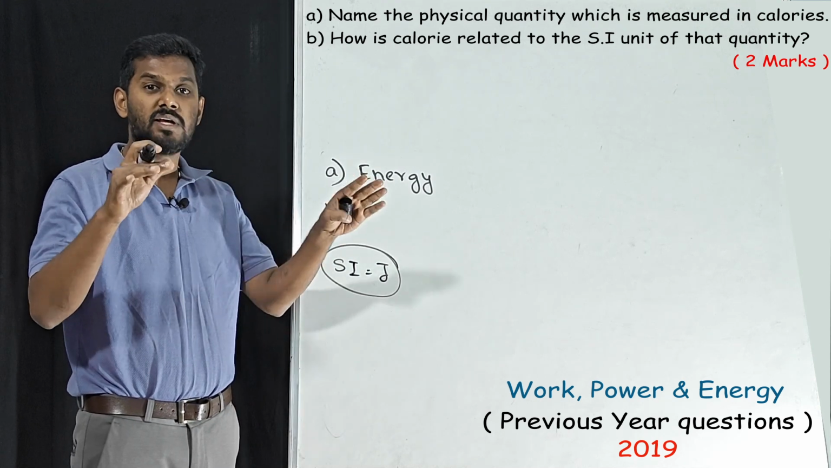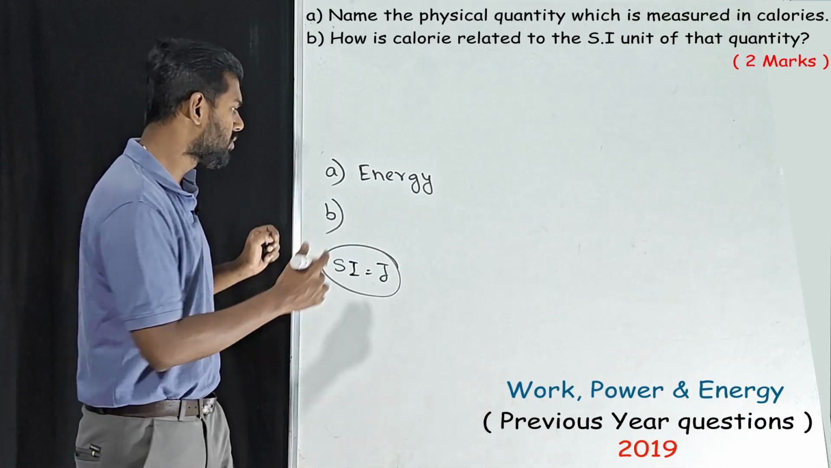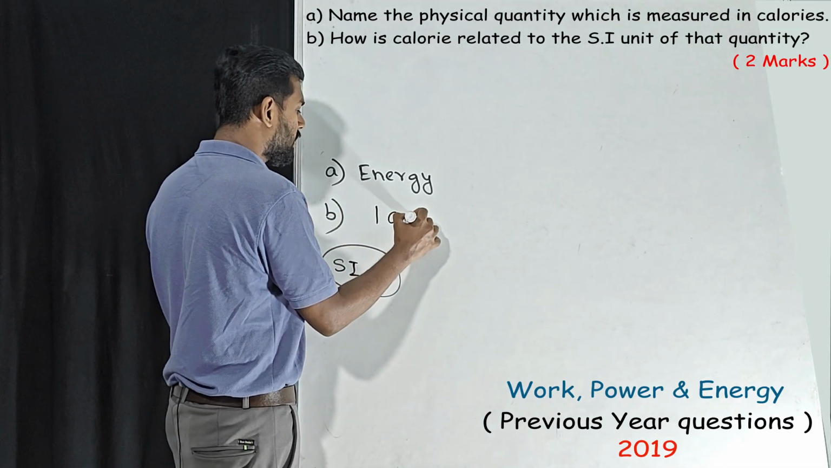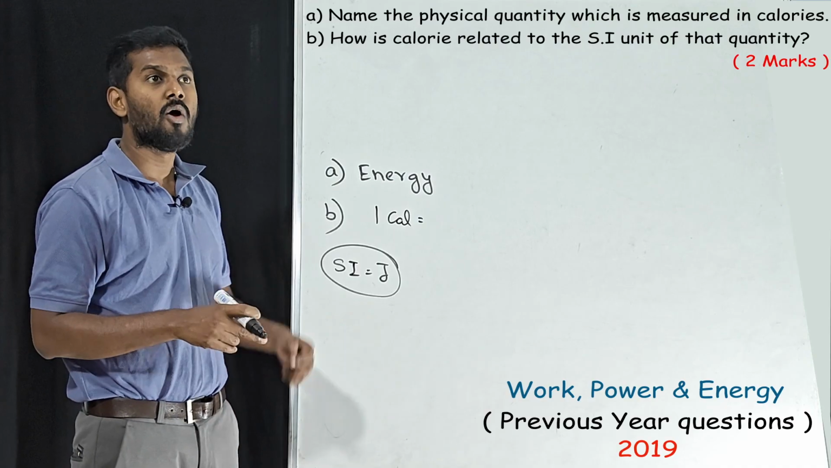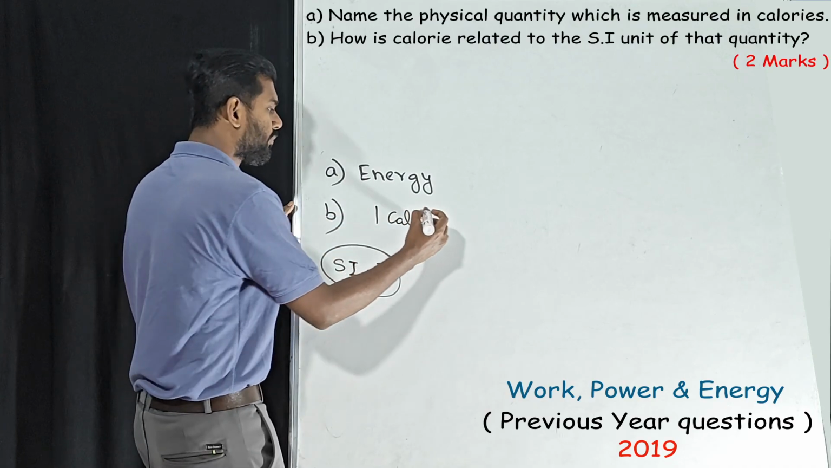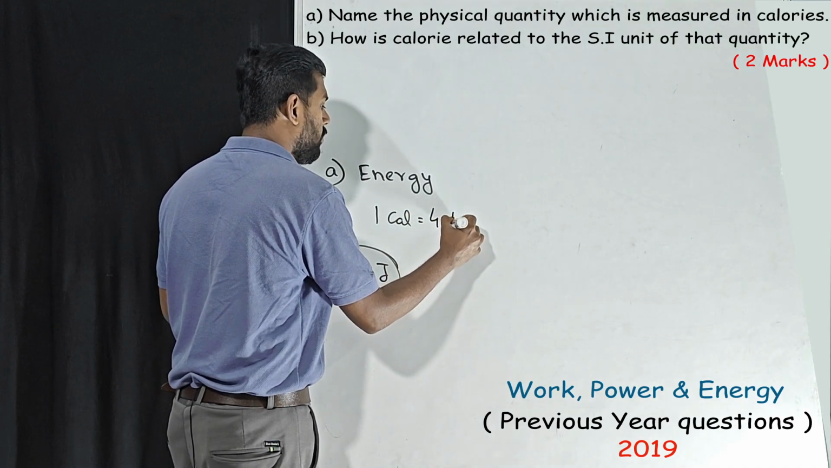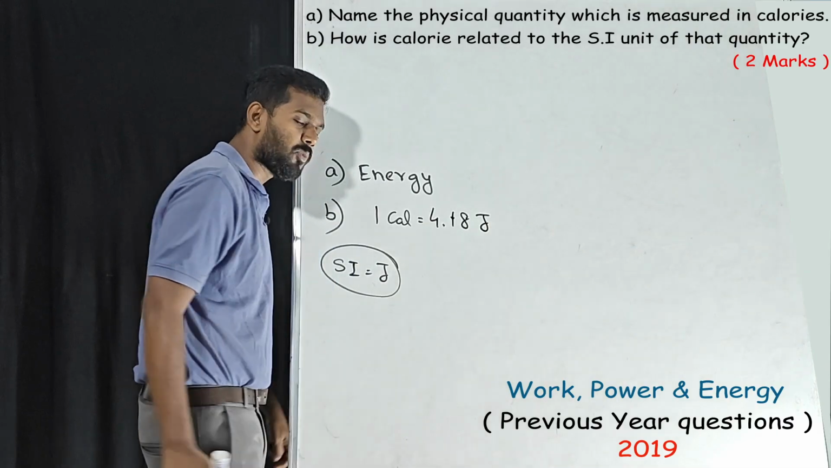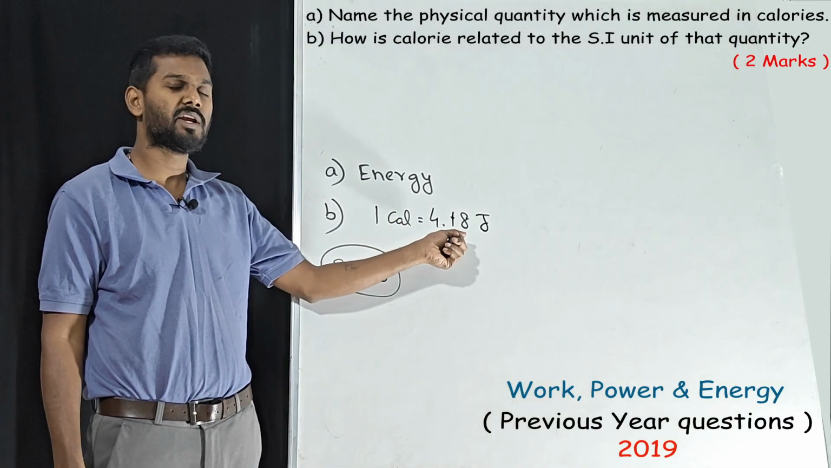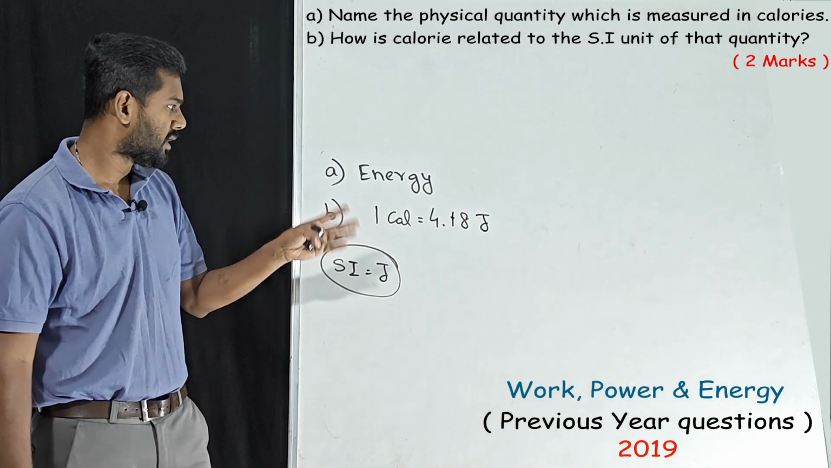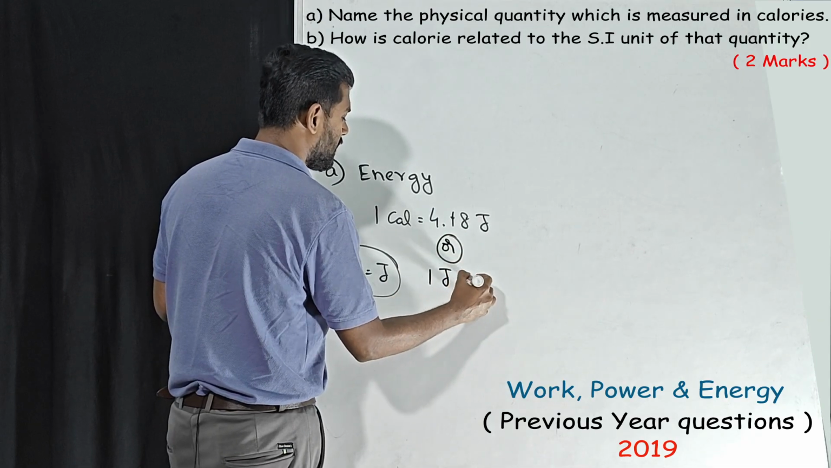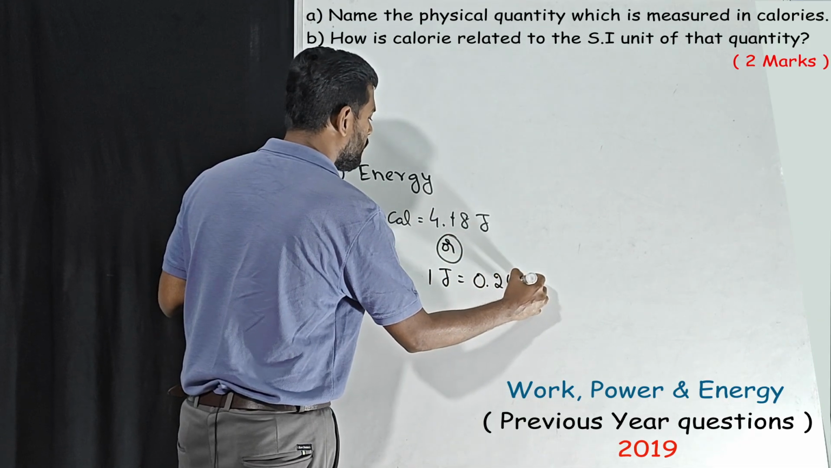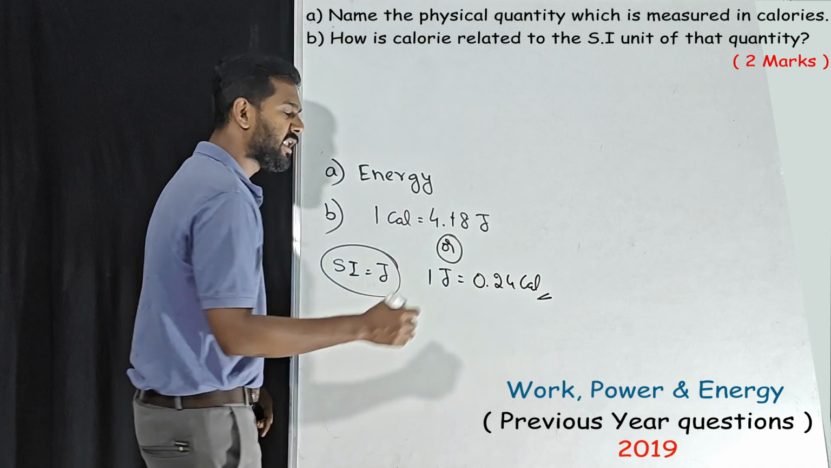What is the relation between these two? See, 1 calorie is equal to... CAL is the short form of calorie. 1 calorie is equal to 4.18 joules, or you can write it as 4.2 joules. Or else you can write it like this: 1 joule is equal to 0.24 calorie. You can write any one.